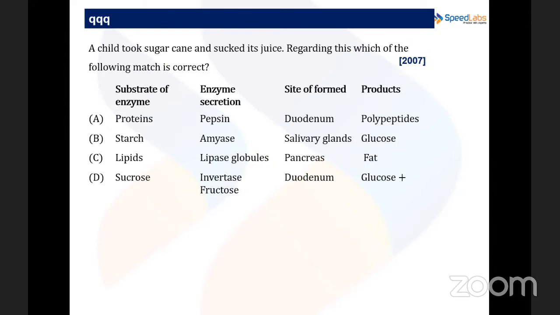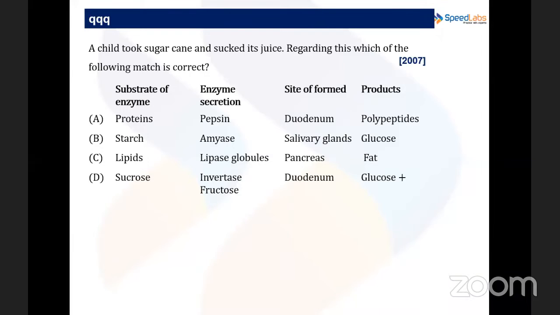Now, let's look at the next question. A child took sugarcane and sucked its juice. Regarding this, which of the following matches is correct? Substrate of enzyme. Option A, proteins; enzyme secretion is pepsin; site of formation is duodenum; products are polypeptides. Option B, starch; enzyme is amylase; site is salivary glands; products is glucose.